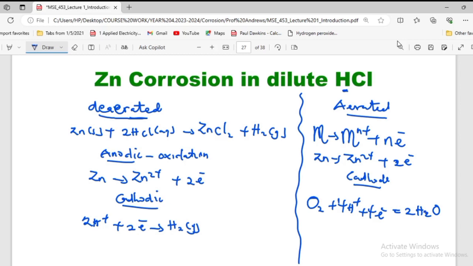So for the overall reaction, you multiply the anodic reaction by 2 to make it 4, and then the 4 electrons will cancel out, and you can find the overall reaction.